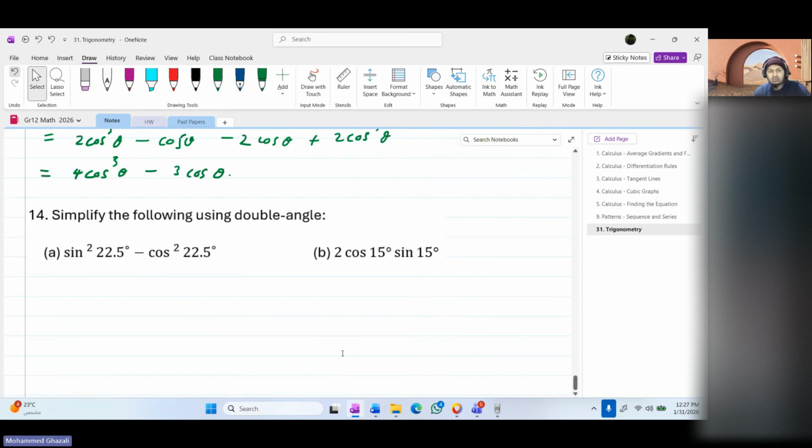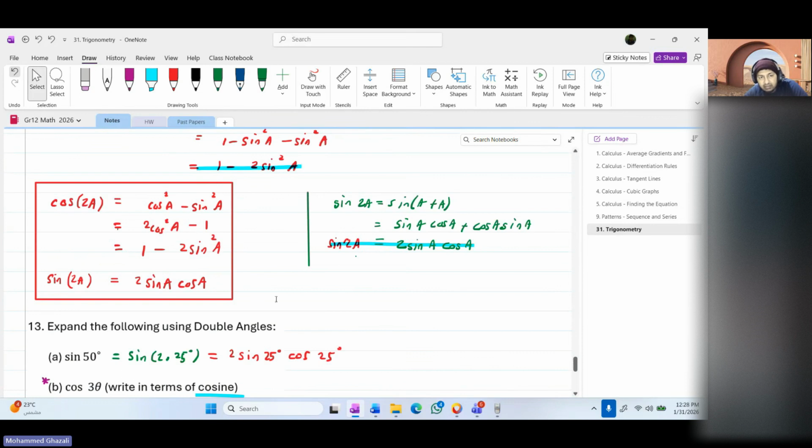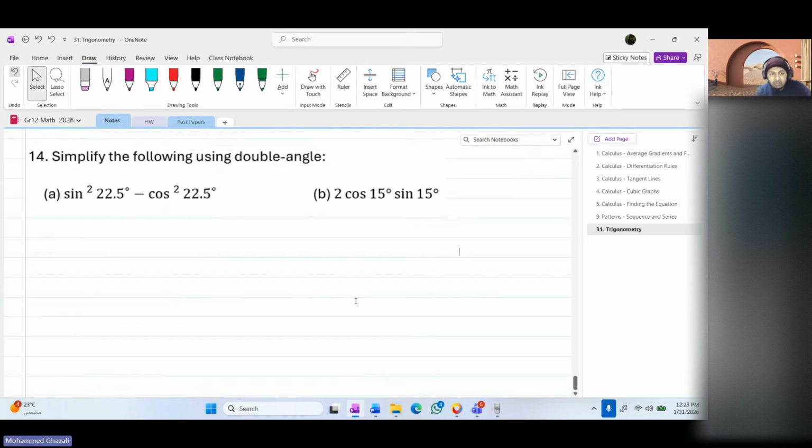We've got sine squared minus cosine squared. Sine squared minus cosine squared is nothing, but cosine squared minus sine squared is something. That's the double angle. Cosine squared minus sine squared of an angle is cos of the double angle. So we need to take out a negative and rearrange. So I took out a negative: cosine squared 22.5 minus sine squared 22.5.